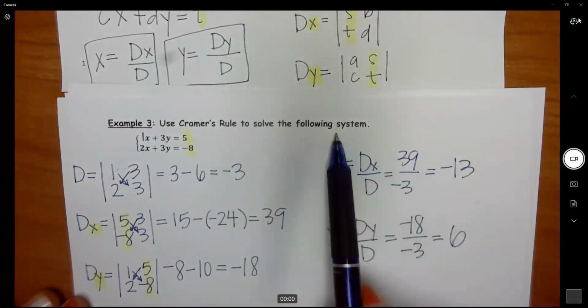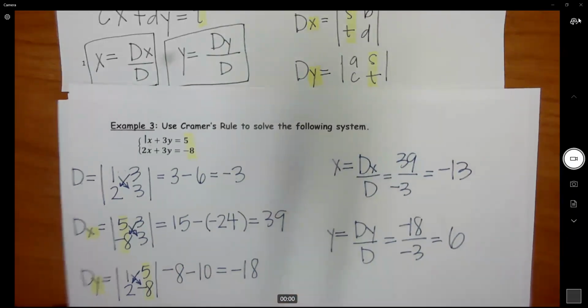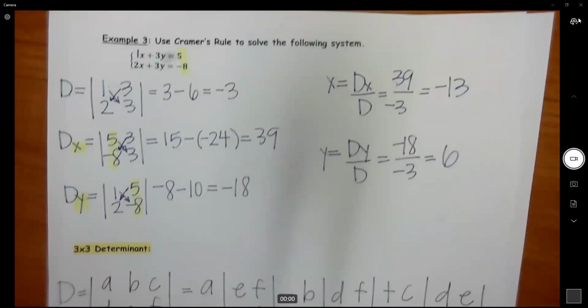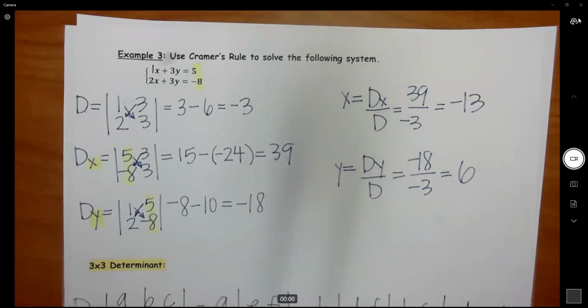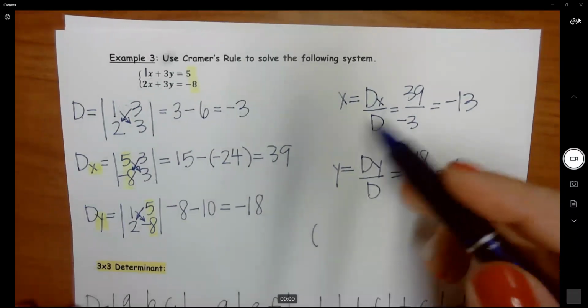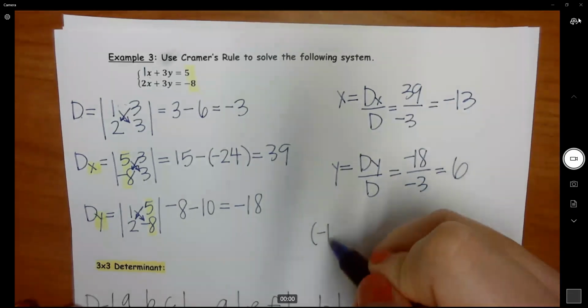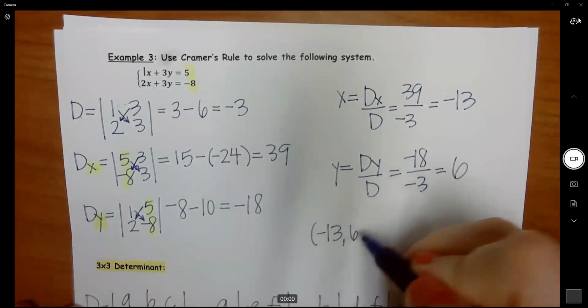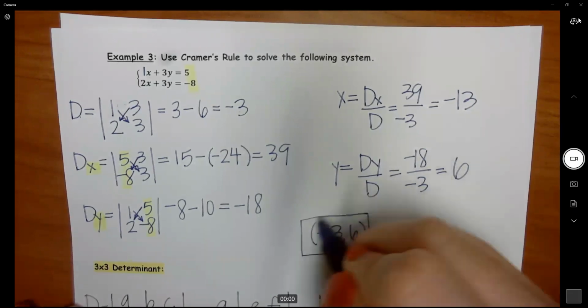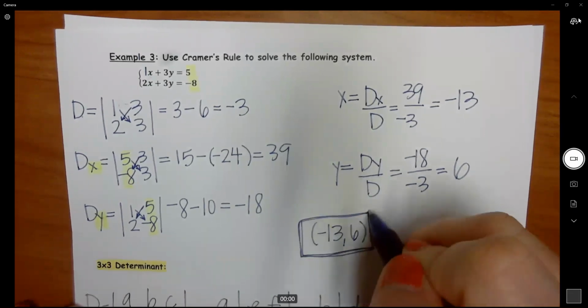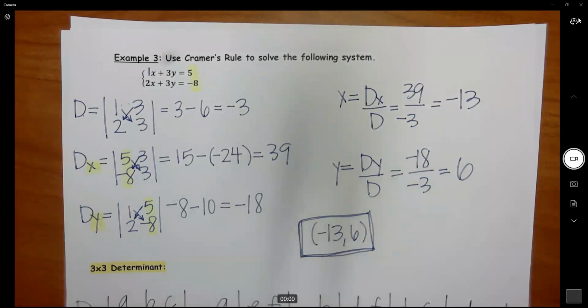When you are solving a system of equations, you're always going to write this as an ordered pair. So it's always x comma y. So my final answer is -13, 6. This is the only example I have of using Cramer's rule with a 2x2 determinant. So if you did not understand that, rewind this video and rewatch it.